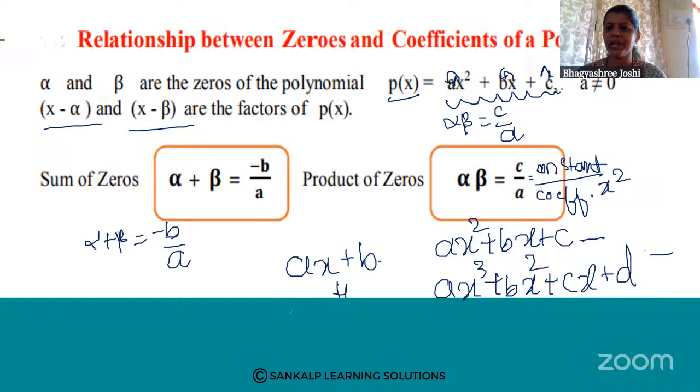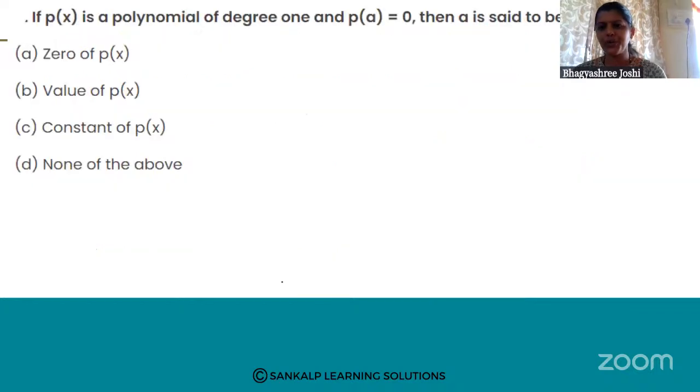So this is also very, very important. By using all these terms, all these concepts, we are going to discuss some multiple choice questions. Yes, all are ready.